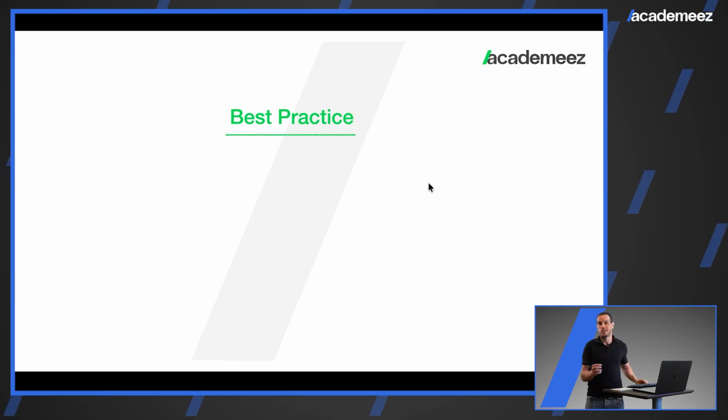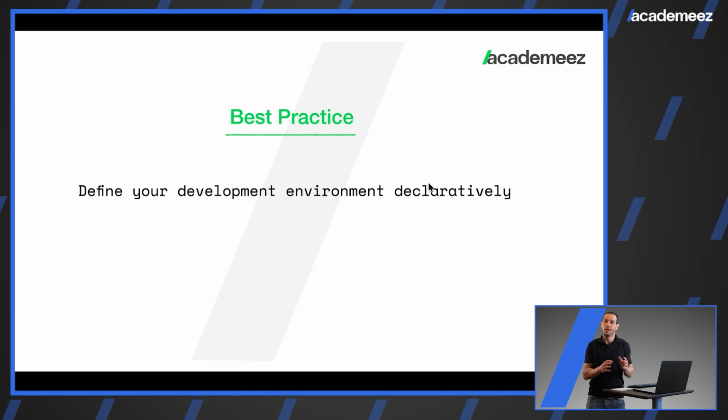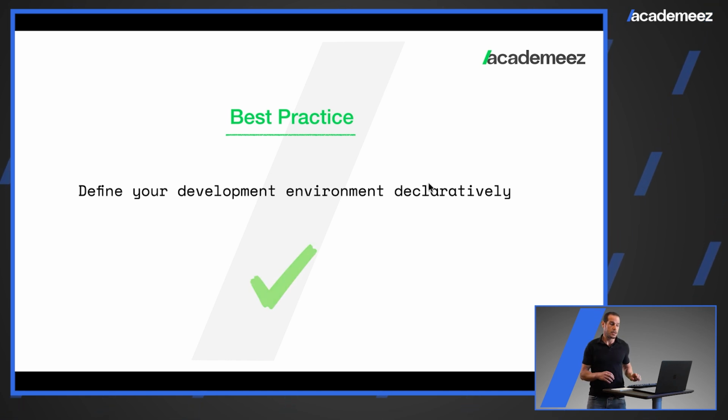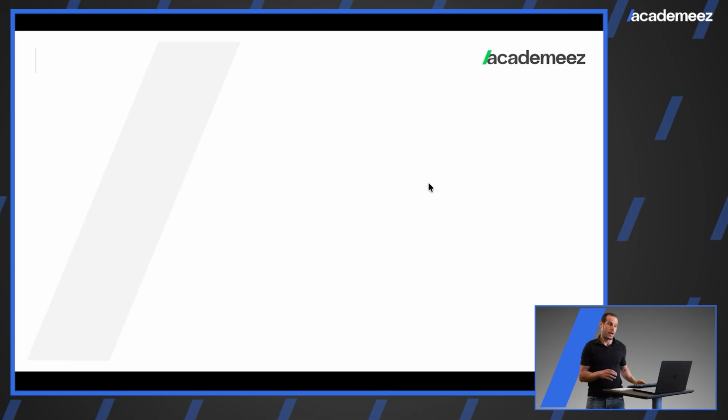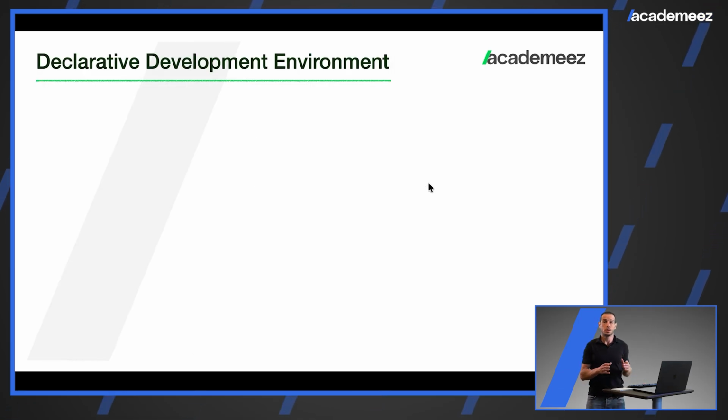Now, our best practice recommendation is to define your development environment declaratively. This means that your development environment needs to be specified in a configuration file. It needs to be applied to all the developers that are working on the Infrastructure as Code project. Don't just install tools. You need to use something to define your development environment declaratively. And as we mentioned, in this course we are going to use mise to define our development environment.